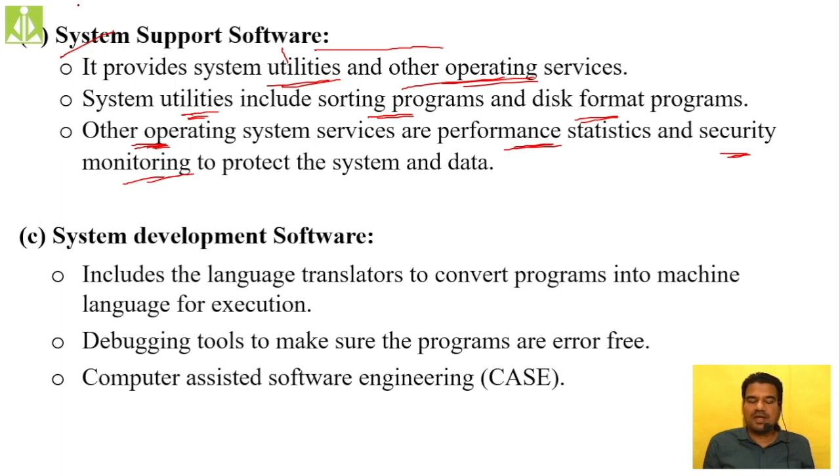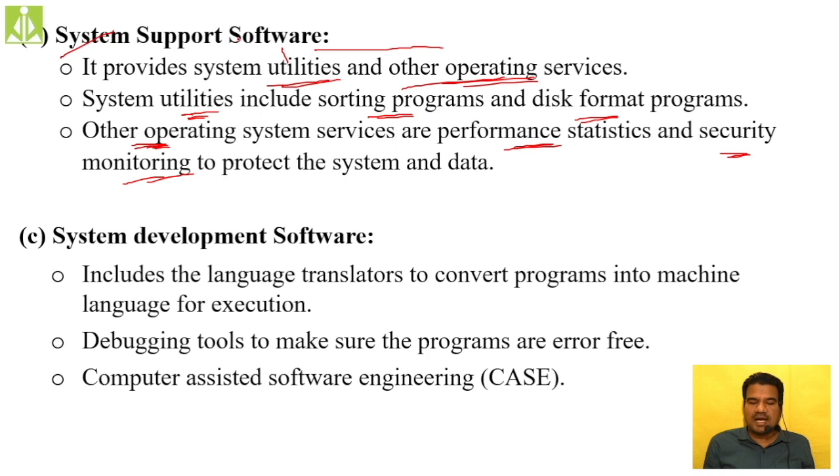System support software, we have two things: utilities as well as other operating system services. Utilities, we have sorting programs and disk formatting programs. Then we have other operating system services, we have performance statistics and security monitoring systems. So the next thing we have is system development software.